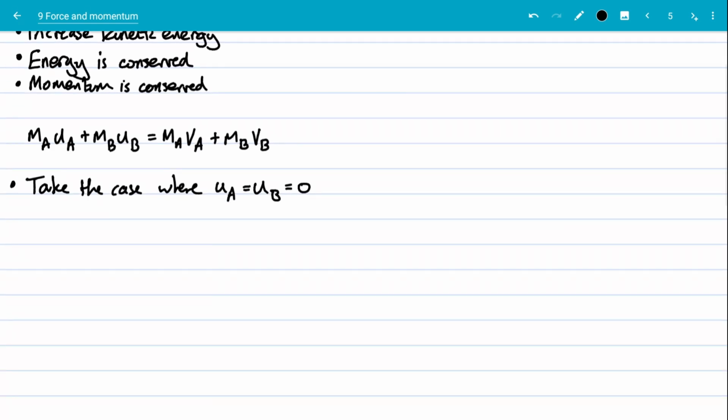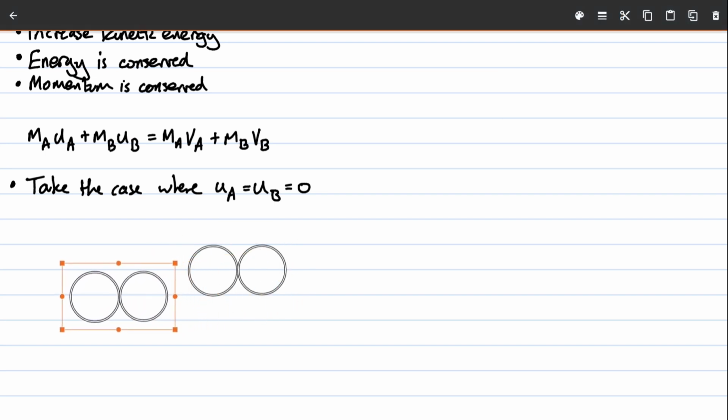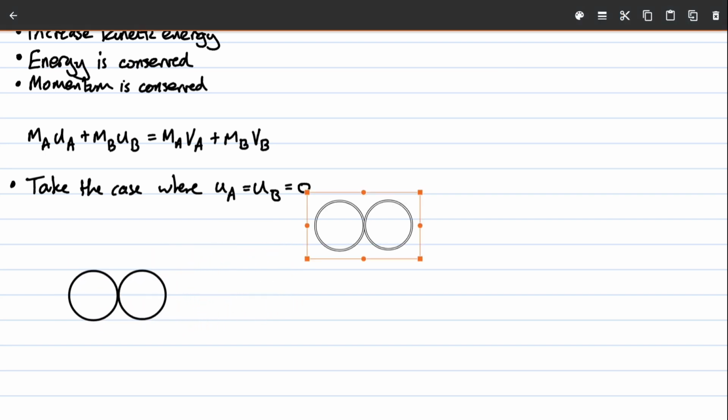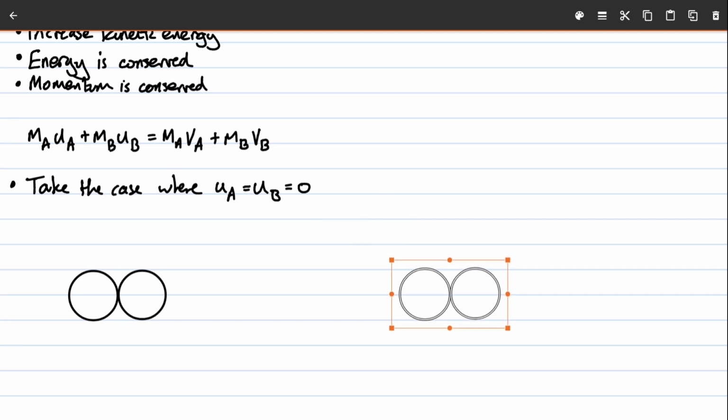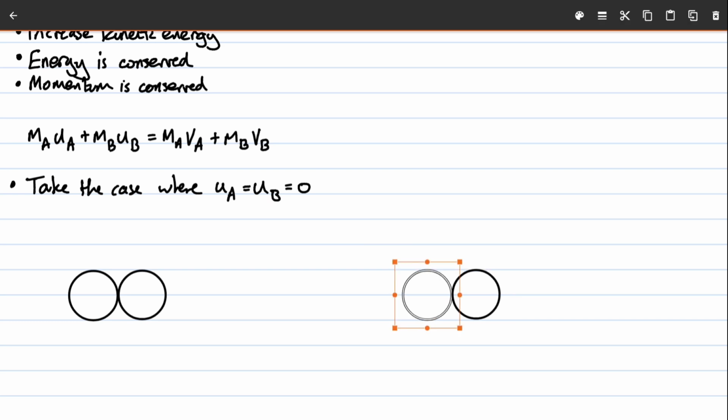So let's take the case where ua and ub are 0. Then we've got the before times and the after times. So let's draw a quick diagram. We've got two objects which are in contact with each other before, and then something happens and they're going to move apart. There's our two objects in the before times, and our two objects in the after times over here. They're moving apart.